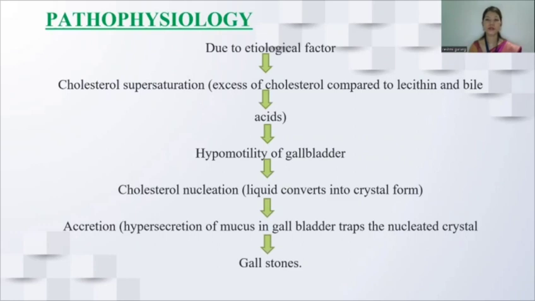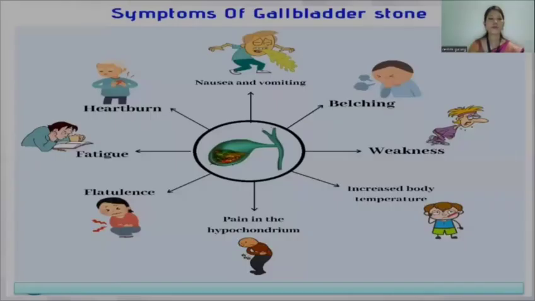So there is decreased movement of the gallbladder or of the bile juice, and this will lead to cholesterol nucleation, which means that this liquid will convert into crystal form. Since the juice is not moving, it is stagnant there, and due to the hypomotility the liquid will turn into crystal form. And lastly there is the accretion. There will be hypersecretion of mucus in the gallbladder. When there is excess mucus, the mucus will trap these nucleated crystals, and this will form into a gallstone.